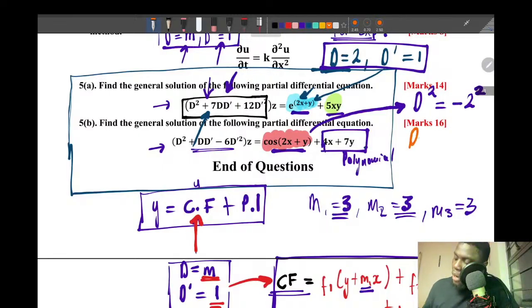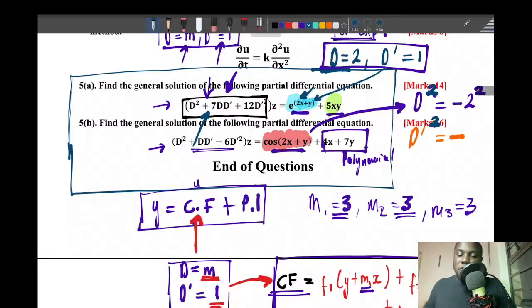Then D prime all squared is equal to negative, this is nice, eh? For trig, you don't have D, you don't have D prime, but you'll be knowing D squared and you'll be knowing D prime squared. D prime squared is going to be what?